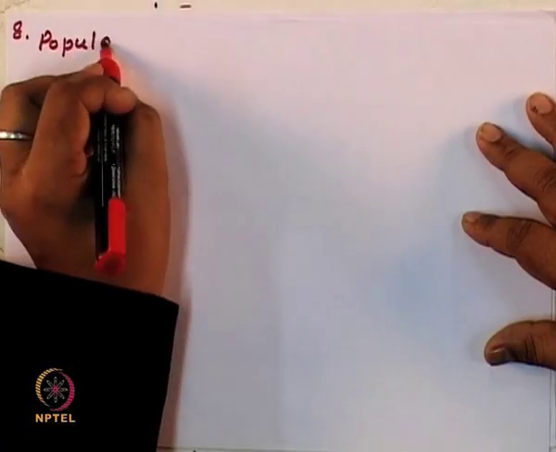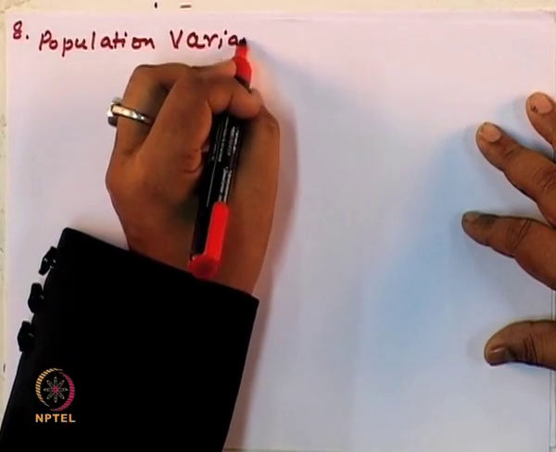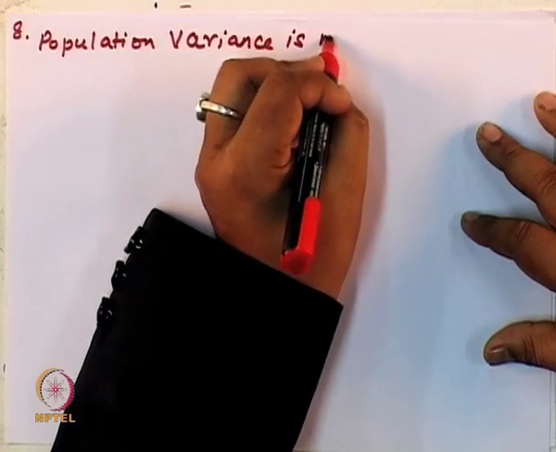So, that brings us to a close of our discussions on population mean and doing test of hypothesis for population mean, but in many cases population variance might be more important.